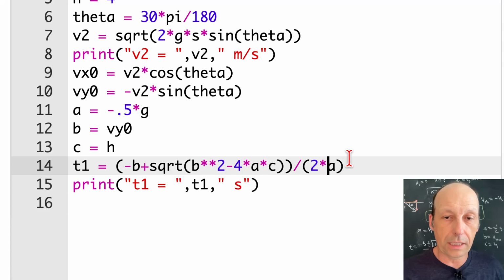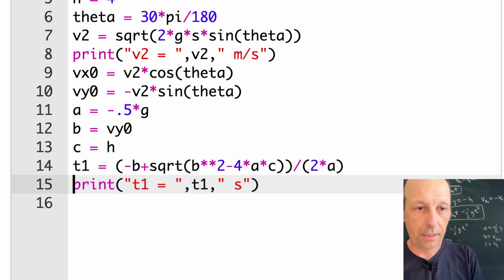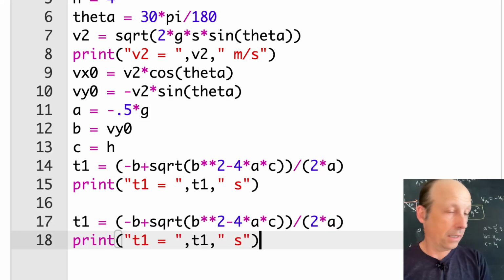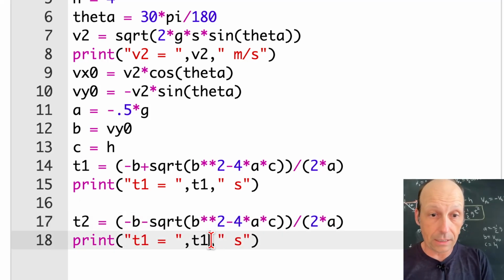So what I'm going to do is actually just copy this whole thing like that. And I'm going to paste it and change it to t2. I'm going to change this to a minus, and I'm going to change this to t2 and t2, and then run it.